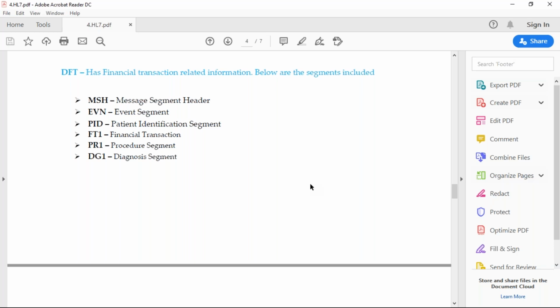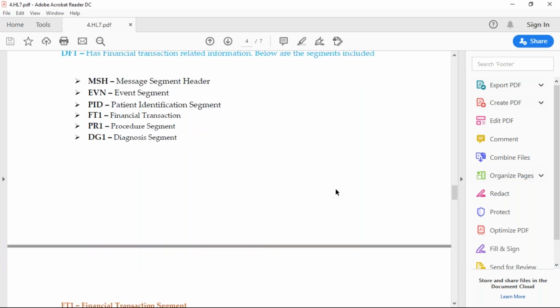Now let us look at the segments that are involved, which will communicate this information back to the PM system or the receptionist desk. The segments involved to communicate this information in a charge message are MSH, EVN, PID, FT1, PR1, DG1. As we have completed the first three, we won't be looking at them. We'll look at the rest of them, which is FT1, PR1, and DG1. PR1 and DG1 are not seen always. PR1 is the procedure segment, DG1 is the diagnosis segment.